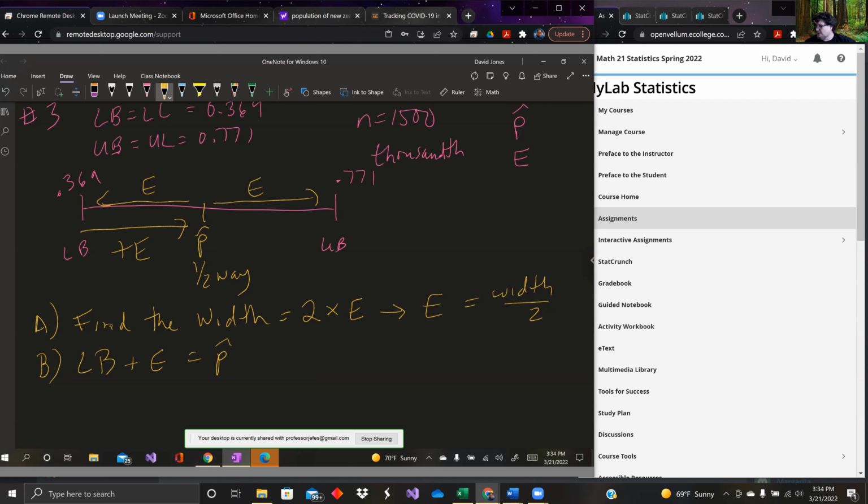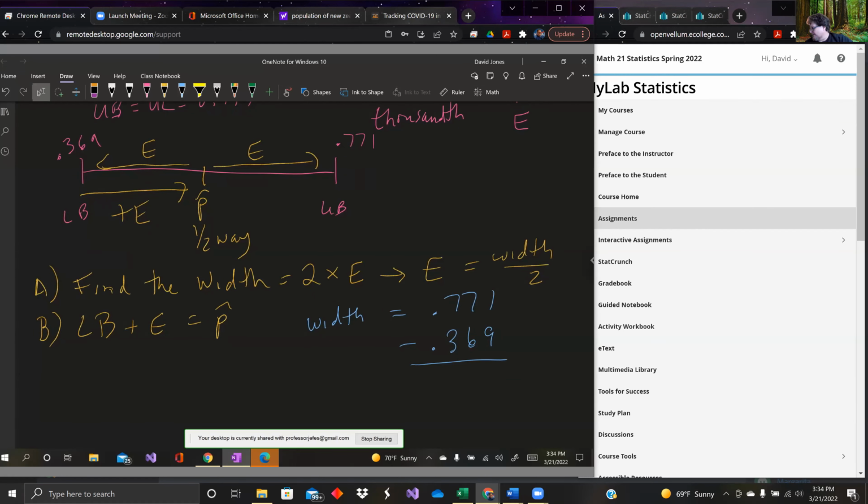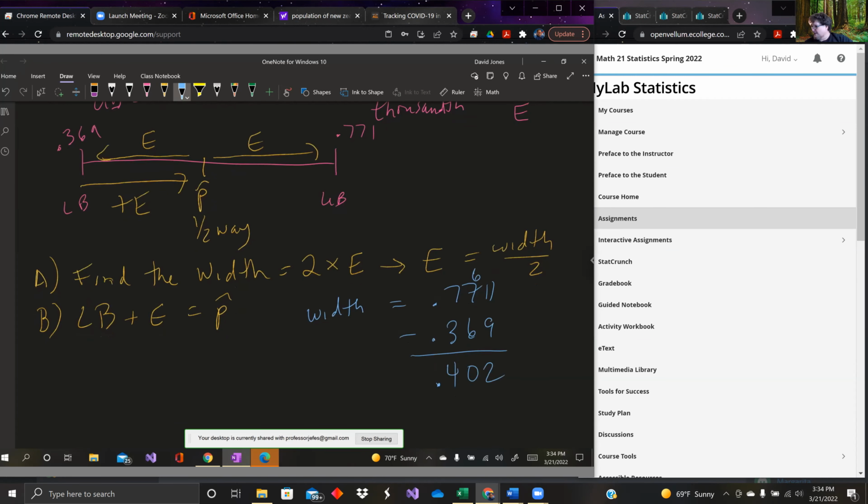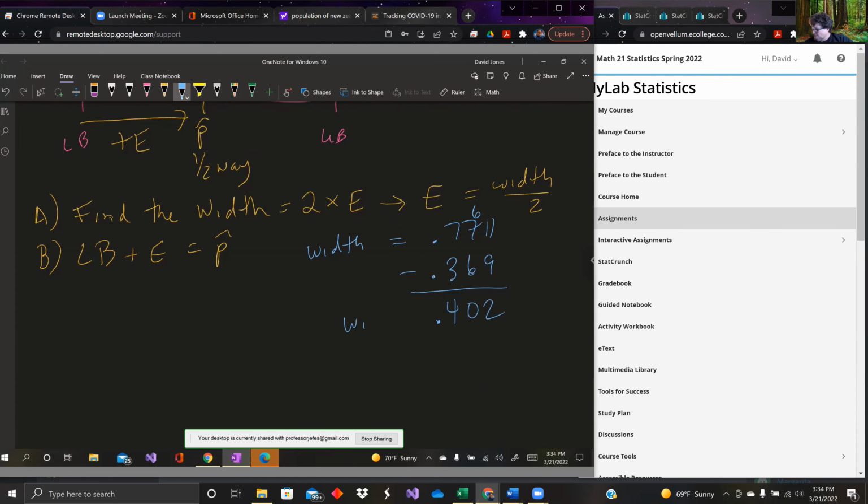So the width is just subtraction. 0.771 minus that 0.369. Let's do this without a calculator. Ooh, without a calculator. That's a 2, that's a 0, that's a 4. My width is 0.402, which means my margin of error is 0.402 divided by 2, which is 0.201.